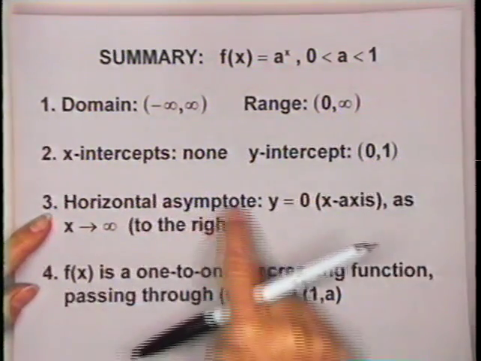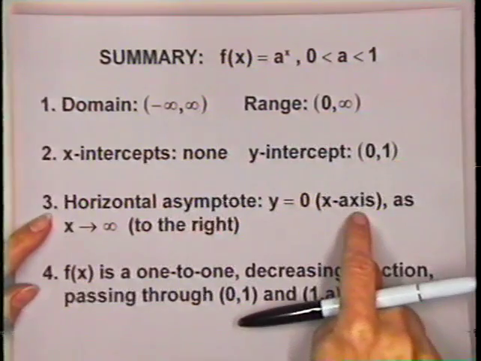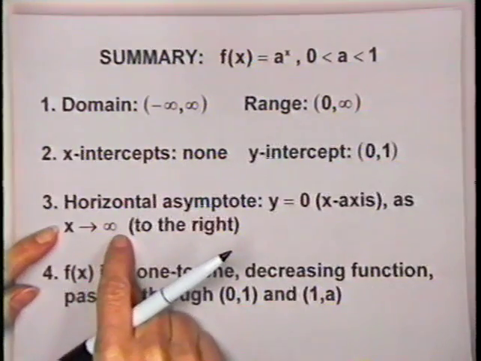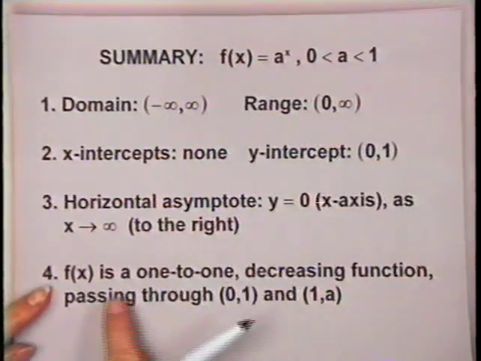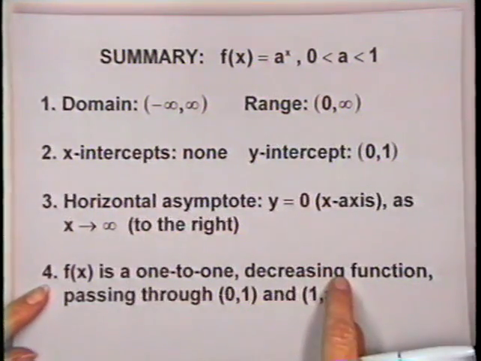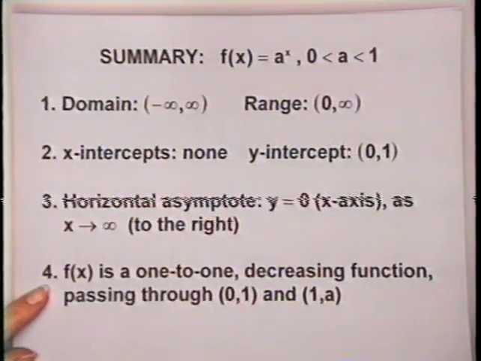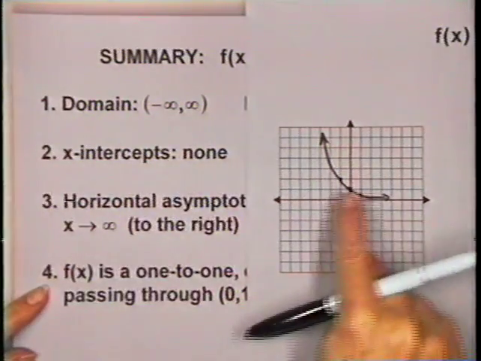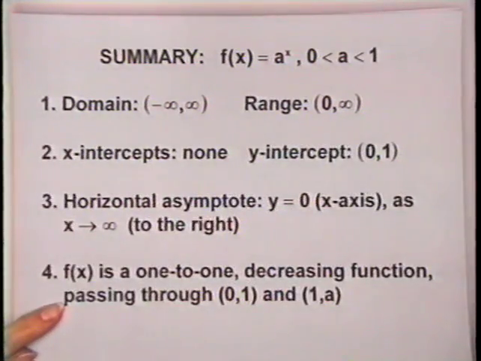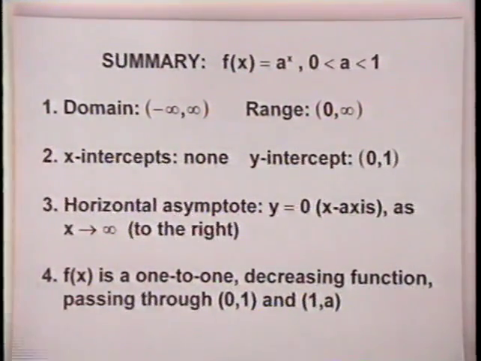Our horizontal asymptote was still y equals 0, or the x-axis, but notice now it's to the right, or as x approaches positive infinity, so the graph was reversed. We still have a 1-to-1 function, but notice now it is decreasing, okay? So if you look at the graph again, it's 1-to-1, but it's coming down as we move from left to right. But notice it still goes through that 0, 1 point, and again, whenever x is 1, I'm going to get whatever this a value is. Again, you may want to spend a little bit of time with this property summary and make sure that you understand what's happening here.